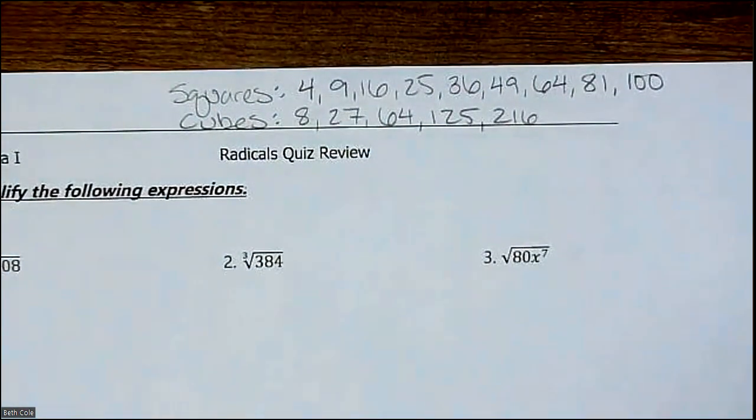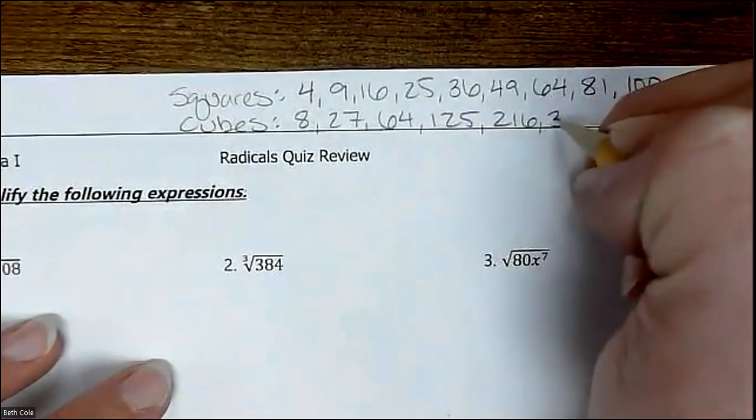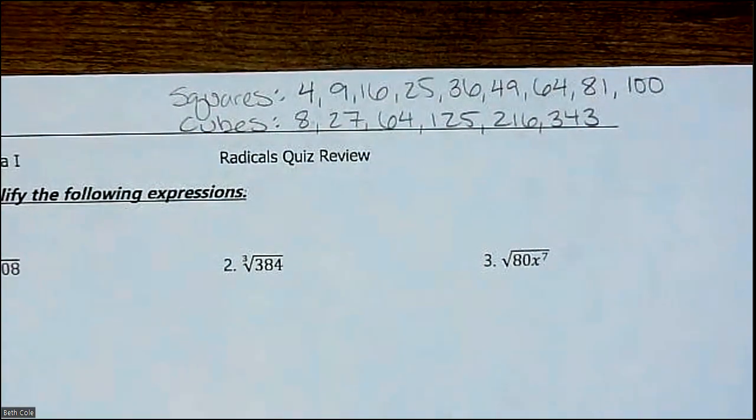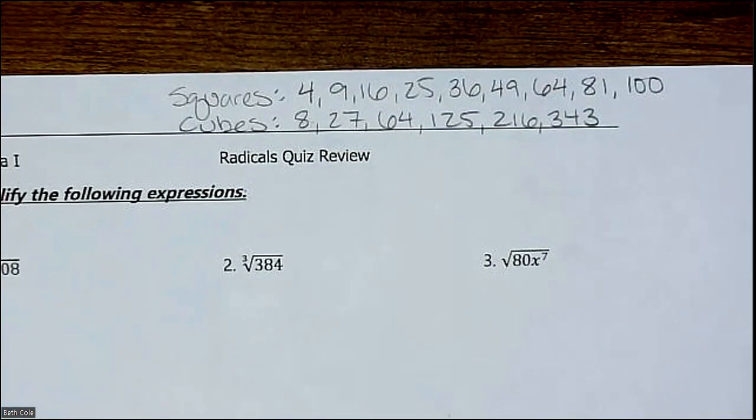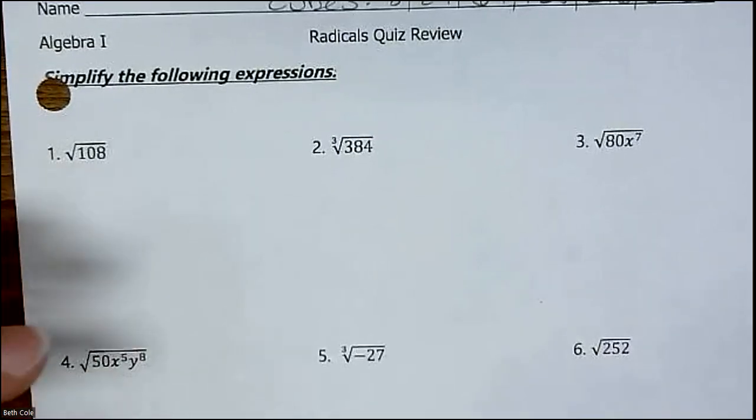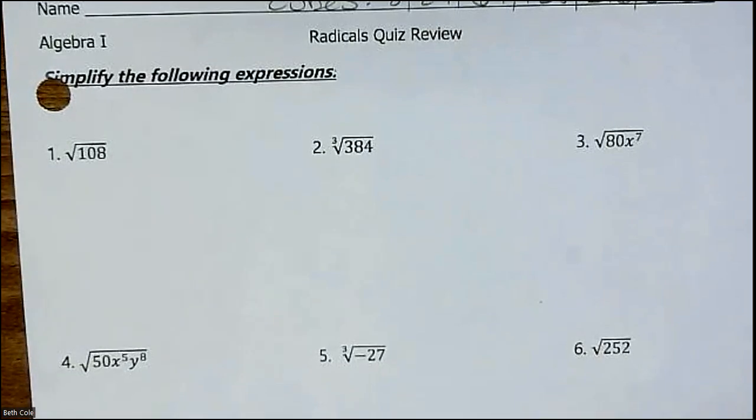I don't think you'll really need to go any further than that. I'll write 343 just in case, but those numbers get big really quick. But you can just type 2 cubed, 3 cubed, 4 cubed, 5 cubed, 6 cubed, etc., and the calculator will give them to you. All right. You guys have done really well with this. I'm expecting these quizzes to be good.